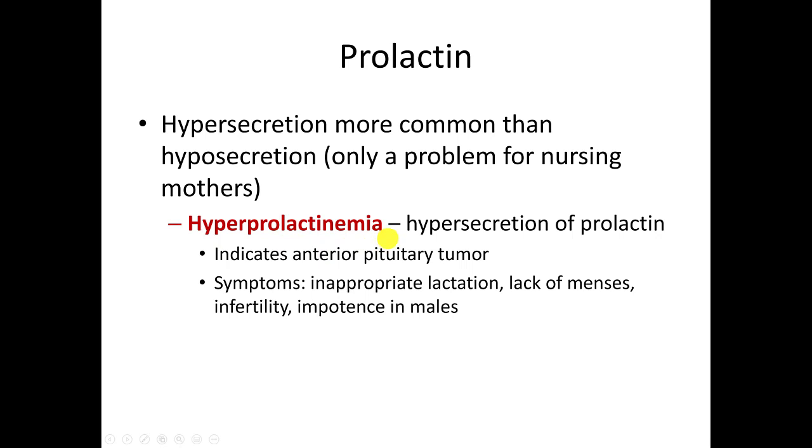hyperprolactinemia. It is when people are producing prolactin when they shouldn't be. And this can be an indication of a tumor in the anterior pituitary gland. And so this would result in, again, producing breast milk when you shouldn't be. Maybe you haven't even had a baby and you're producing breast milk. It can cause you to stop having a period, so a lack of menses. It can lead to infertility in males and females. And this is something that males can release as well. So if males are releasing prolactin, it can result in fertility issues and impotence, and obviously inappropriate lactation.